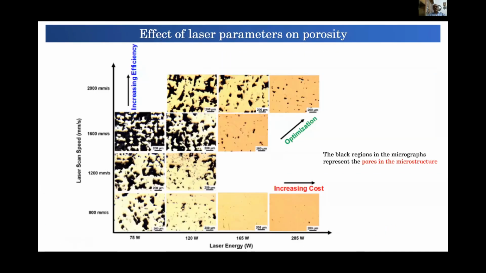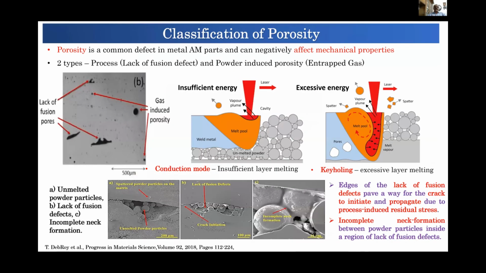So it is important to prepare such a map where one gets to optimize both the parameters, and techno-commercially see the feasibility, so that one gets the densest component possible. Porosities can occur in two ways. Either they could be a result of insufficient energy or excessive energy. Both are dangerous. So one has to really optimize the energy content in a very subtle way.